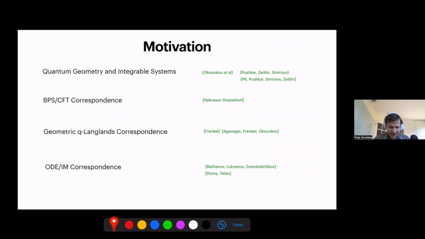The first one is to understand the geometry behind integrable systems. This paper was cited several times in this workshop: Aganagic–Okounkov, and previous work by Andrei Okounkov on quantum geometry, equivariant K-theory, and equivariant quantum homology. Then I joined with Pushkar, Smirnov, and Zeitlin. Smirnov spoke earlier at the workshop, and we wrote a paper together on quantum K-theory and Nakajima quiver varieties and many-body systems.